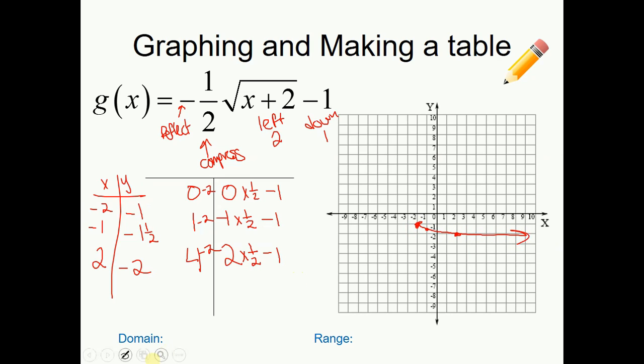There we go. So my domain, it looks like it's from -2 to infinity. But my range, notice guys, since this guy's flipped, it's -infinity to -1, including -1.